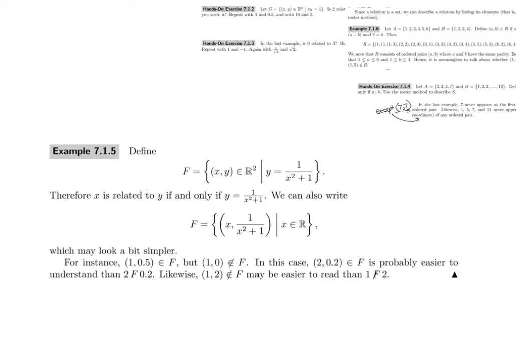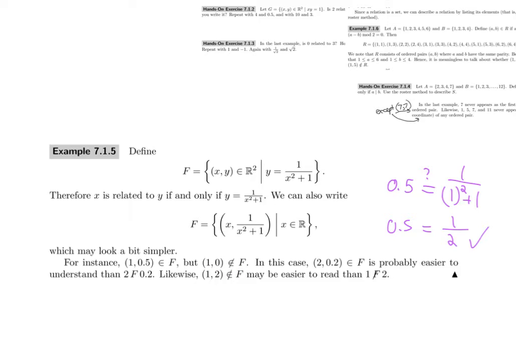So for example, 1 comma 0.5 is an element of F. Let's check that. Is it true that 0.5, which is the y, is equal to 1 over 1 squared plus 1? Well, 1 over 1 plus 1 is 1 over 2, and these two things are definitely equal to each other. However, 1, 0 is not an element of F.